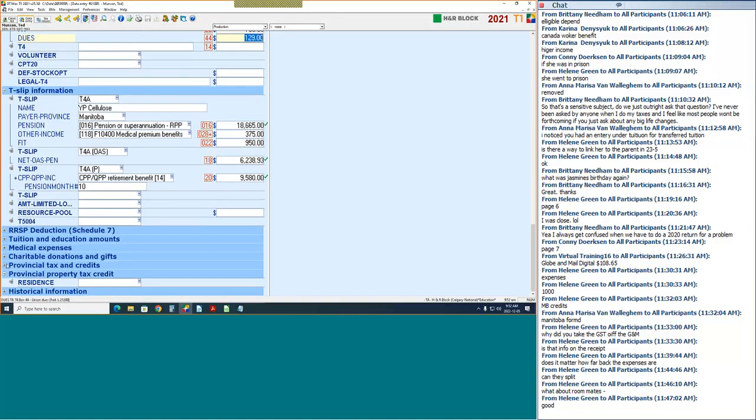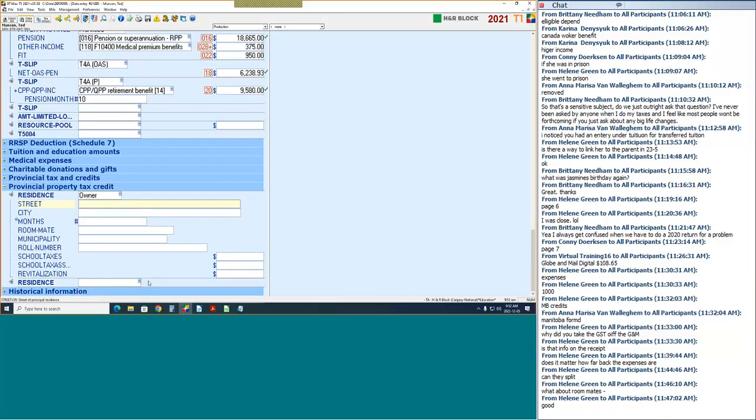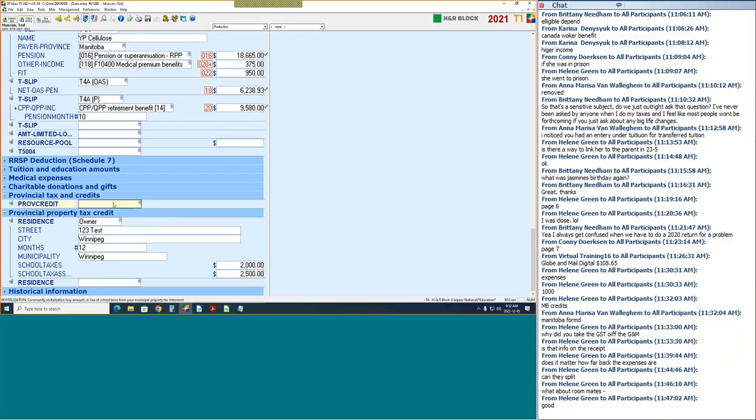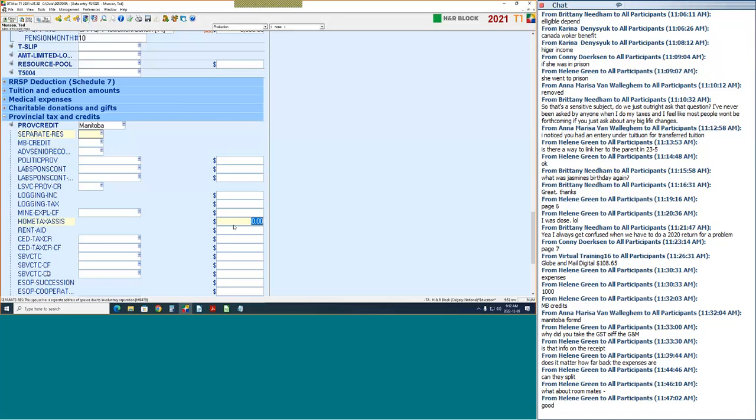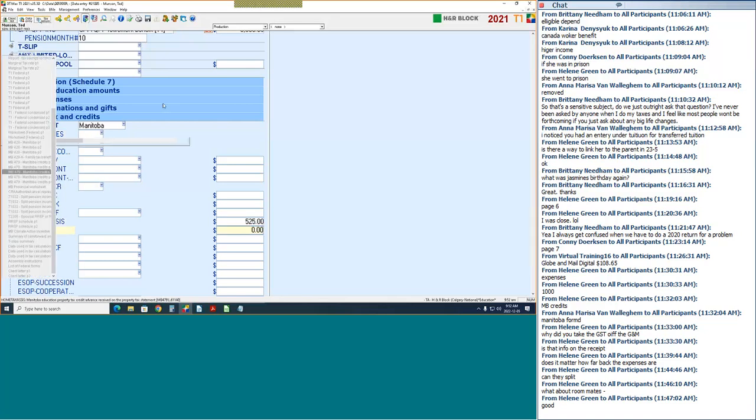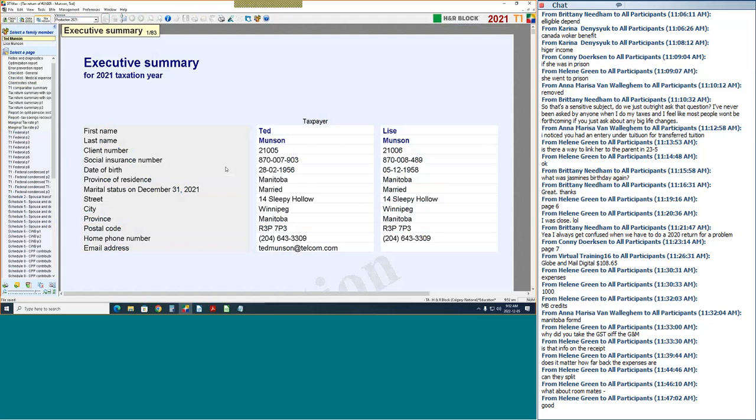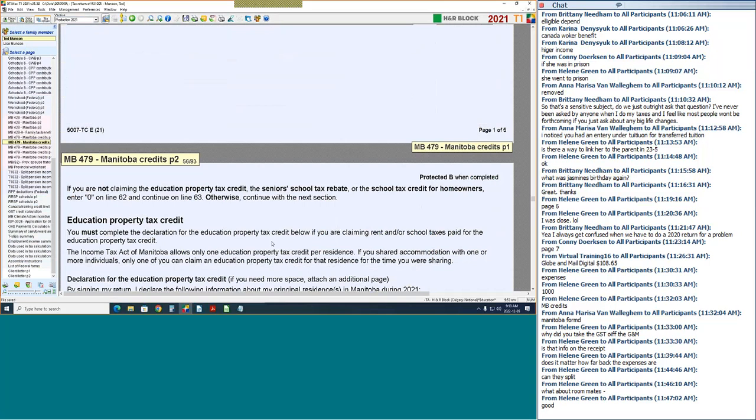So if I go in here and I say property tax as an owner, and I'm going to say 12 months, should have a roll number, but I don't. And I need to put my credit in, and I'm going to say home tax assist. If I go to the tax return here, let's see if that made a difference.